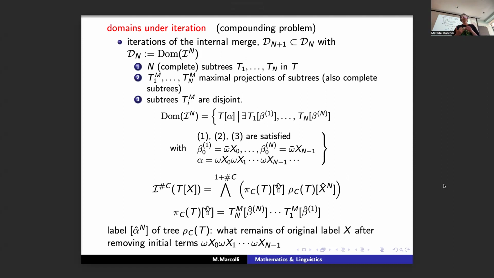And of course, the fact that you have to check for these domains and matching labels means that you have a compounding problem when you start to iterate these operations. Say, if you have a long chain of derivations to get a certain structure out of iterations of combinations of external and internal merge, each time you have to do this domain checking. So this adds to the computational complexity of the structure formation that we're doing.